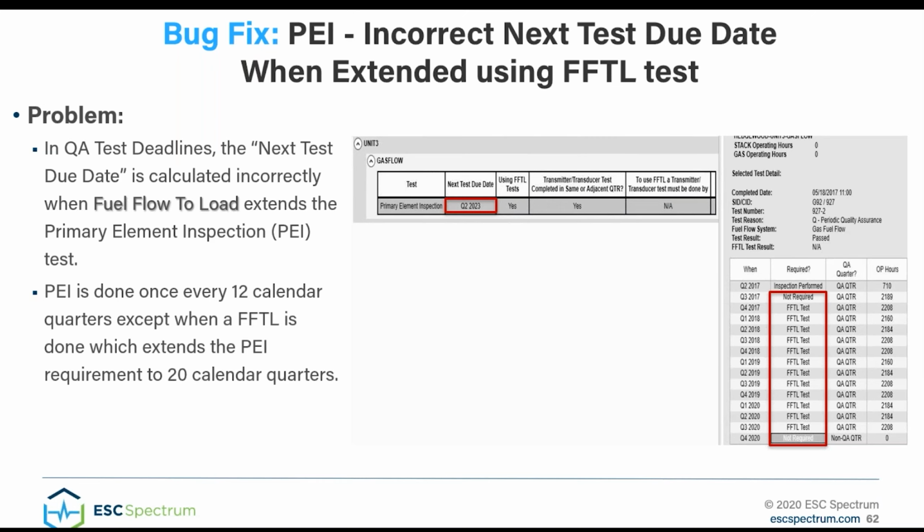So here we see 12 fuel flow to load tests plus 2 not required plus 10 future quarters, which equals 24 calendar quarters. And this is over the 20 calendar quarters requirement when using the fuel flow to load test to extend the next due date.